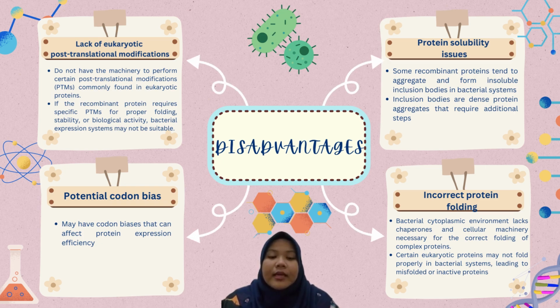Last but not least, the last disadvantage of the bacterial expression system is incorrect protein folding. The bacterial cytoplasmic environment lacks chaperones and cellular machinery necessary for the correct folding of complex proteins. As a result, certain eukaryotic proteins may not fold properly in bacterial systems, leading to misfolded or inactive proteins. This problem can be mitigated by the use of fusion tags, co-expression of chaperones, or the use of alternative bacterial strains optimized for protein folding.